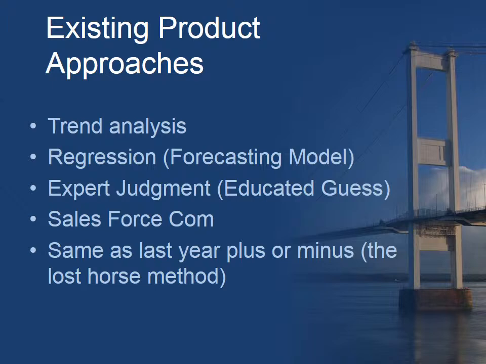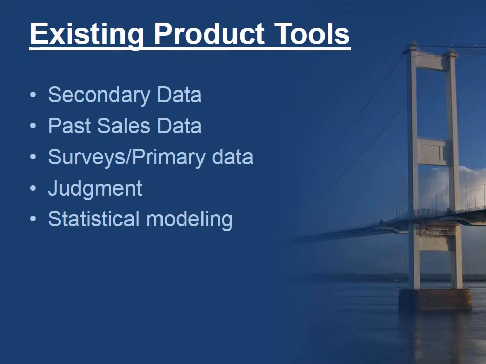You can use expert judgments. That is, you can ask people to make educated guesses. You can use a Salesforce composite. That is, you can go through your Salesforce, find out how much they sold last quarter, estimate how many they're going to sell this quarter, and then build a composite forecast, sort of an aggregating forecast from that data. And then another approach is you estimate that my sales this year will be the same as last year, plus or minus some number. And of course, this is really what the book was talking about when they mentioned the lost horse method. What about the existing product tools? Well, there's secondary data, there's past sales data, there's surveys and primary data, there's judgments, and then there's, of course, statistical modeling.